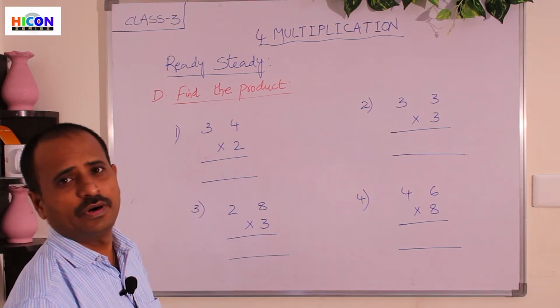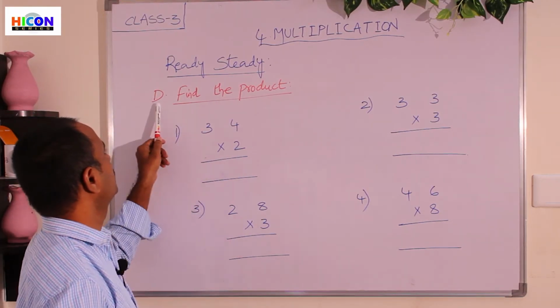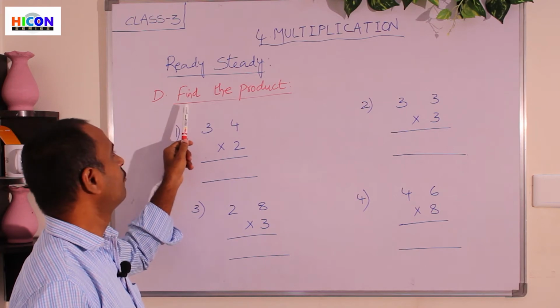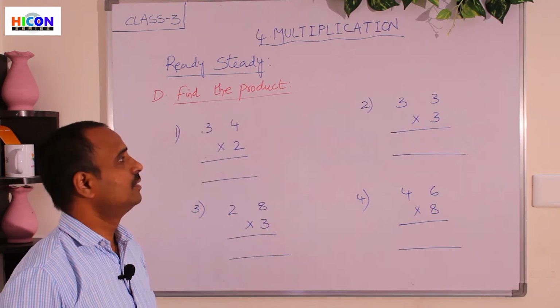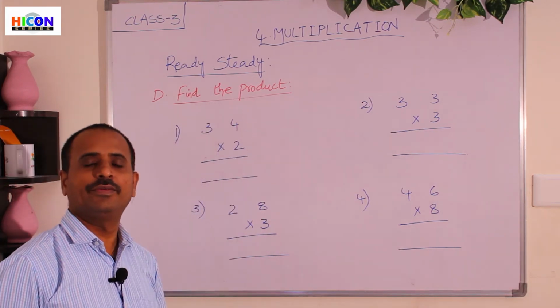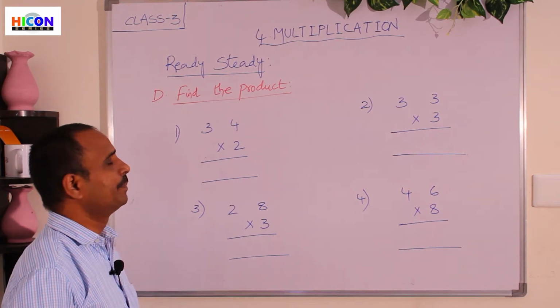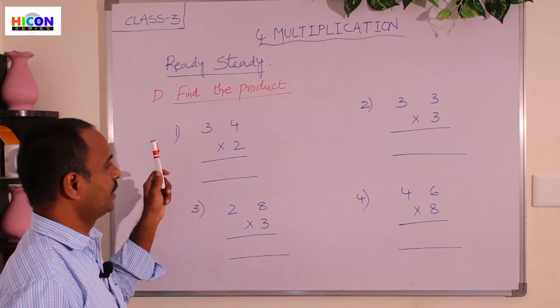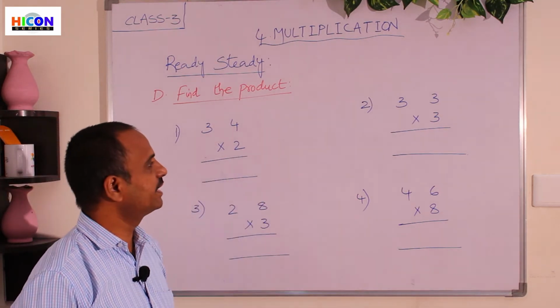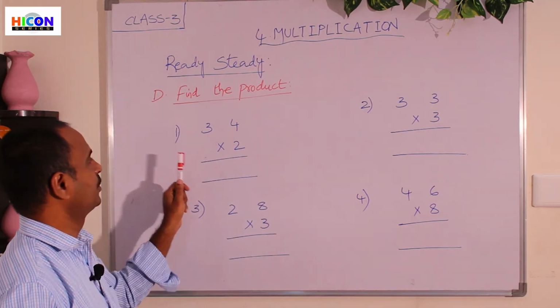Children, the next part in the study. See section D, find the product. Product means multiplication, as we have already discussed. So multiplication. See the first problem. Here 4 problems are given. So see the first problem.